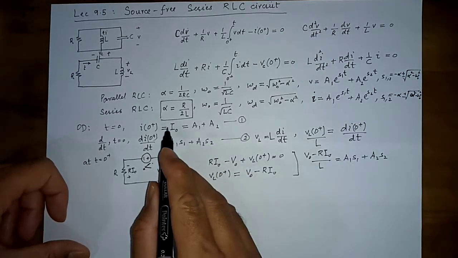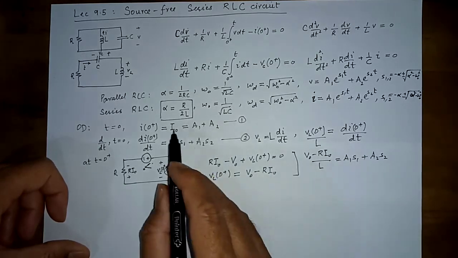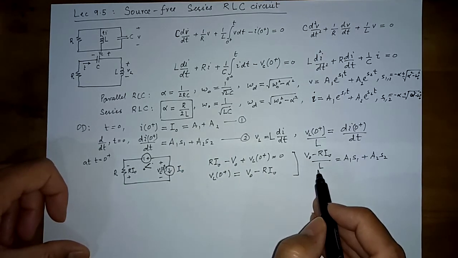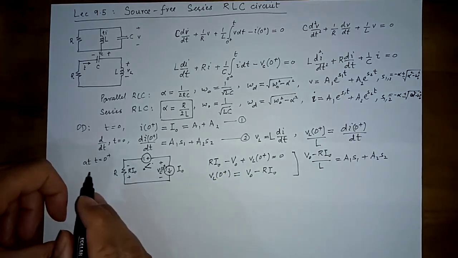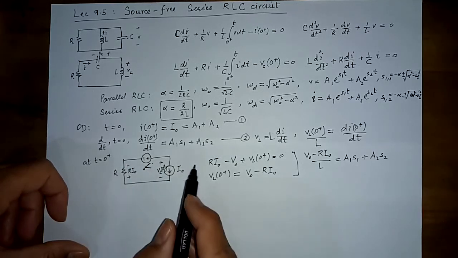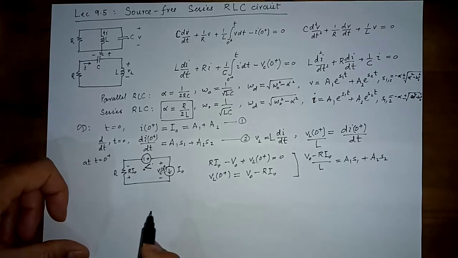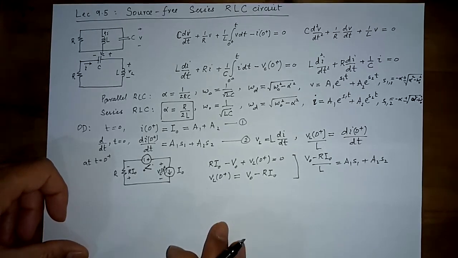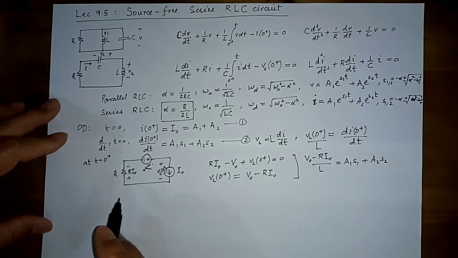And solving this one and this one simultaneously, knowing V0, I0, R, L, S1 and S2, we can solve for the values of A1 and A2. This is for the case of overdamped. The same procedure stays for the case of critically damped as well as underdamped. And we can solve series RLC circuits exactly on the same lines as we did the parallel RLC circuit. Everything remains the same.